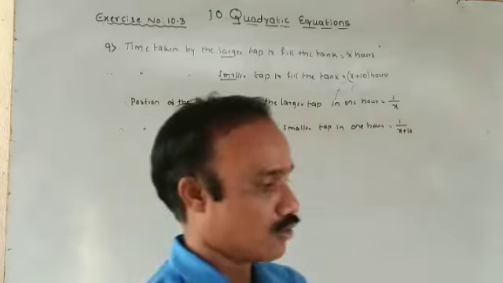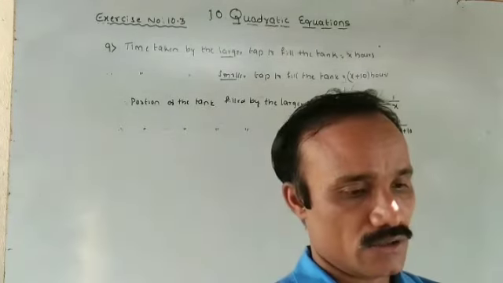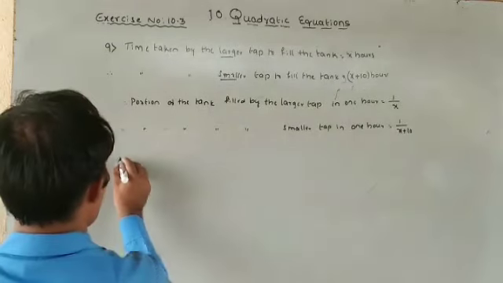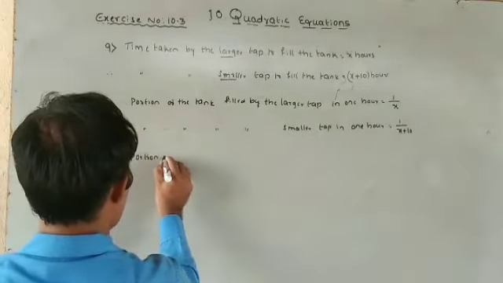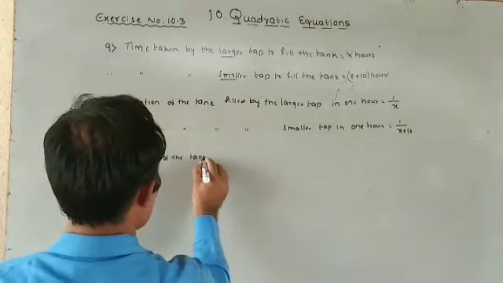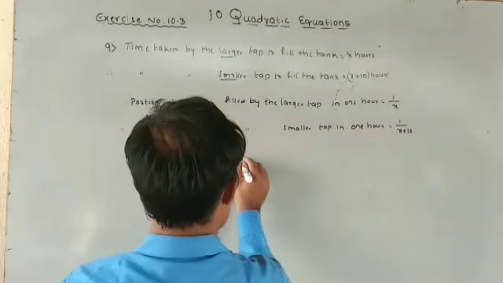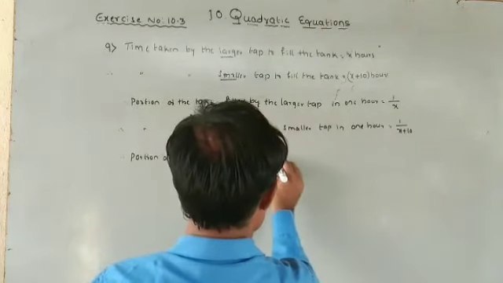85 into 85. 5 5 is 25. 5 8 is 40 plus 2 is 42. 8 5 is 40. 8 8 is 64 plus 4 is 68. So 2 2, yes, 2 1 carry. Sorry, 5 here. That's 7,225.